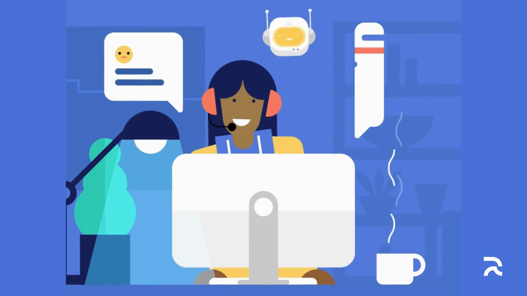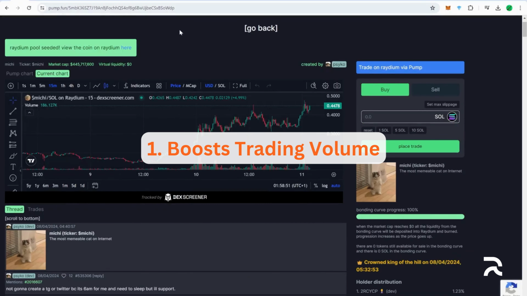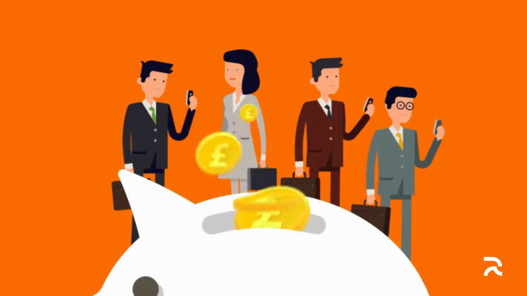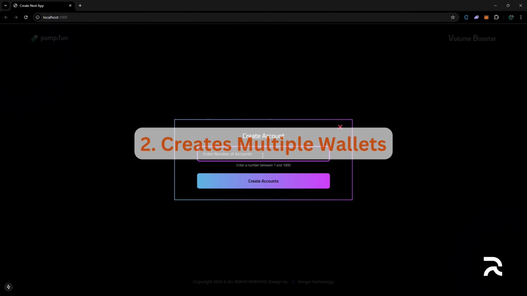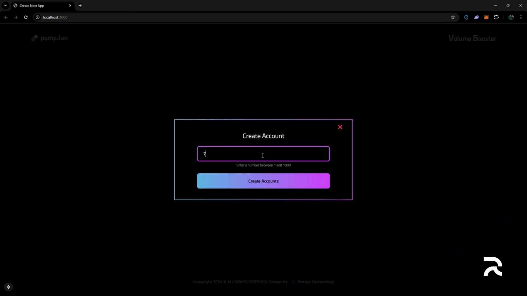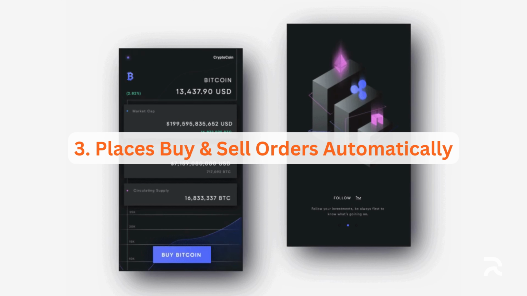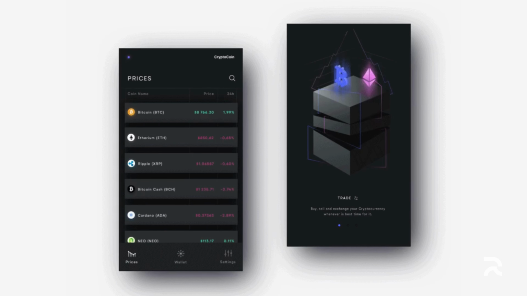Before we get started, let's talk about why you need this bot. 1. Boosts trading volume. Higher volume attracts real traders and investors. 2. Creates multiple wallets. Simulates organic growth and increases the holder count. 3. Places buy and sell orders automatically. Keeps your token looking active and liquid.